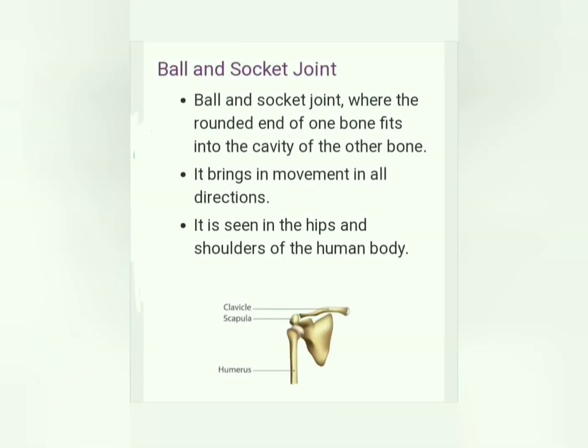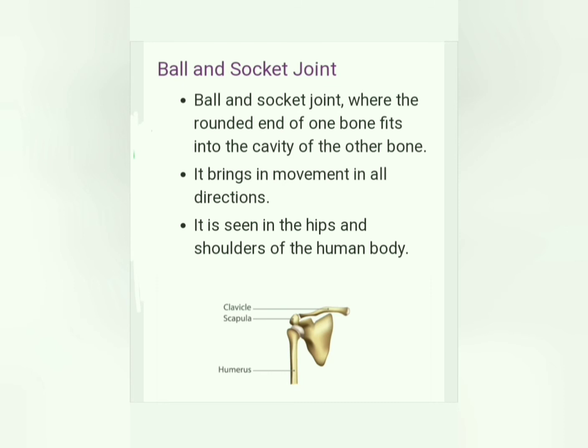Ball and socket joint. Observe the first point. In a ball and socket joint, the rounded end of one bone fits into the cavity of the other bone. It is called a ball and socket joint. See the second point. It brings in movement in all directions.